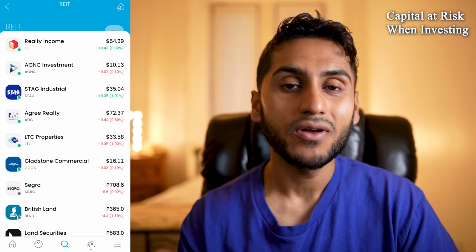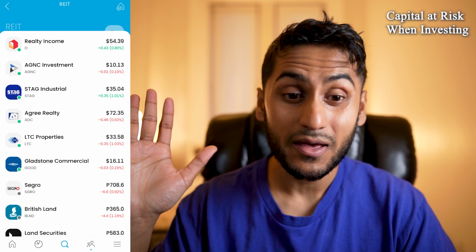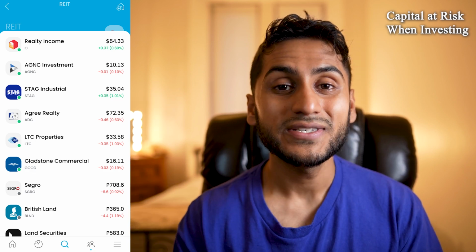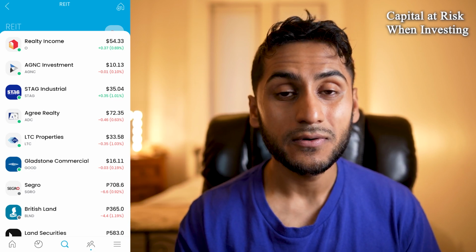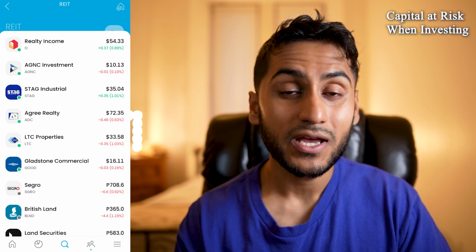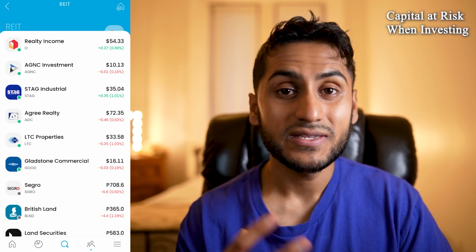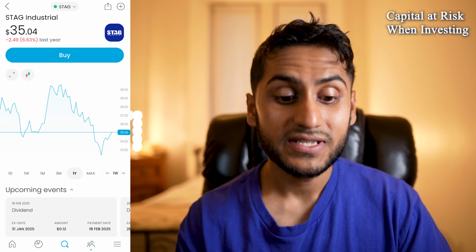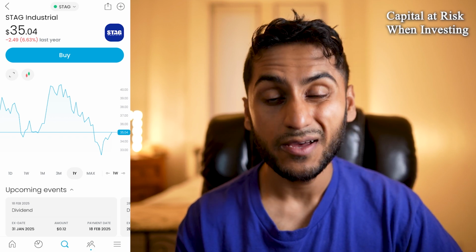So that is why if you want to invest into REITs, typically speaking, you wouldn't go all in on REITs. If you want to do that, by all means, you can see that their value seems to be quite cyclical. Sometimes there are good periods when it comes to REITs, and then sometimes there are bad periods. Over the past year, Stag Industrial, for example, is down by 6%.